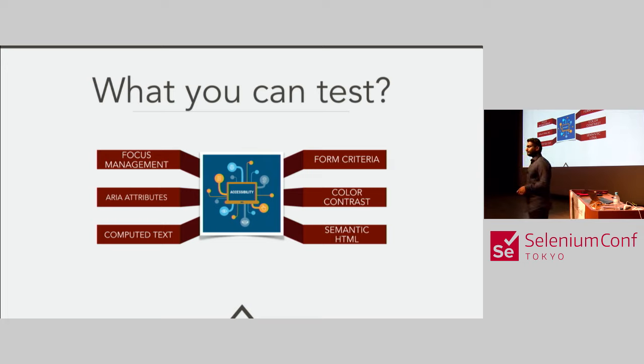What can you test? There are many things you can test, and the main ones are in the slide. You can test for focus management, ARIA attributes, computed text, form criteria, color contrast, and semantic HTML. All of these can be done at different levels. There are a few things you can do manually, a few things you can do using browser plugins, and a few things you can do in an automated fashion, hooking into your build pipeline so that when you deploy your application, it's also audited for these accessibility issues.